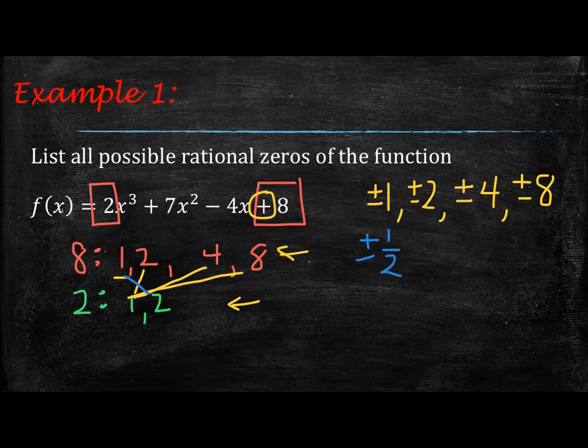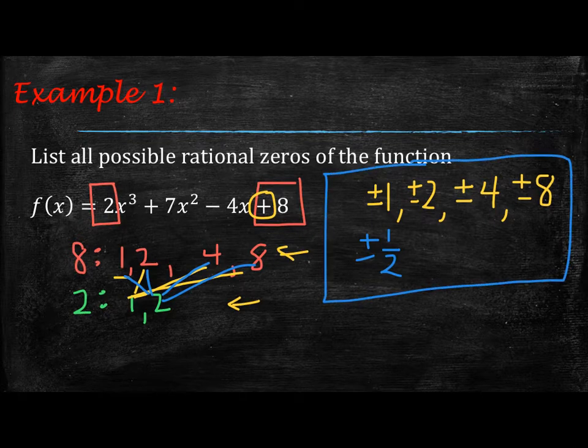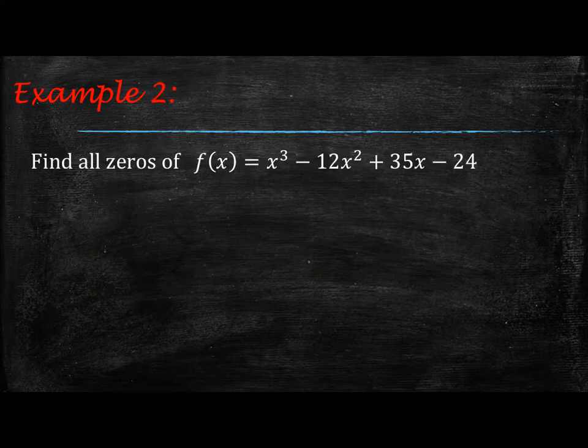And then you can also do 2 divided by 2, but 2 divided by 2 is 1, and we already have it listed. Then you'd want to do 4 divided by 2, which is 2, and we already have it listed. And 8 divided by 2, which is 4, and that's already listed. So that's all of your possible rational zeros that you could have for this polynomial.